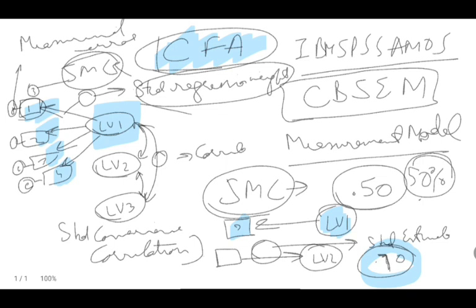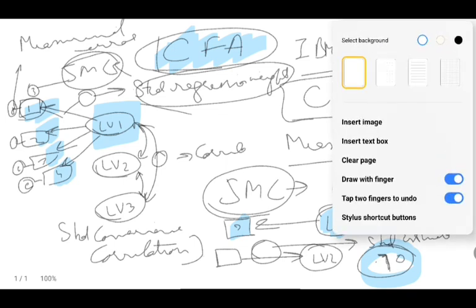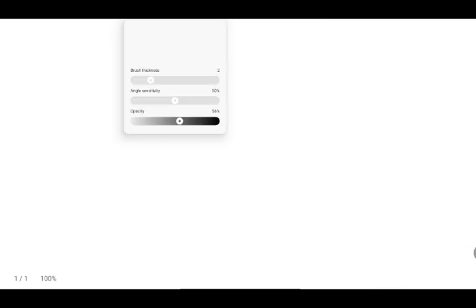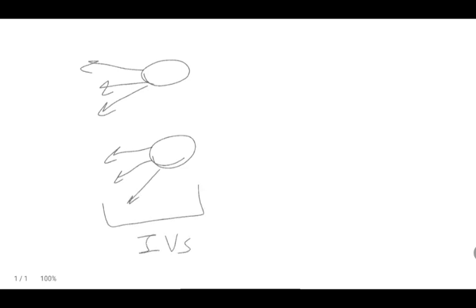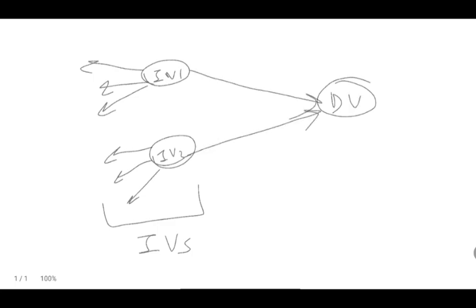Now if I talk about the structural model, how does it look like? In a structural model, say you have two latent variables, each having three indicators. These are two independent variables, IVs. This is IV1 and this is IV2. Now you have a dependent variable, so you are saying that these two independent variables are predicting the dependent variable, right?